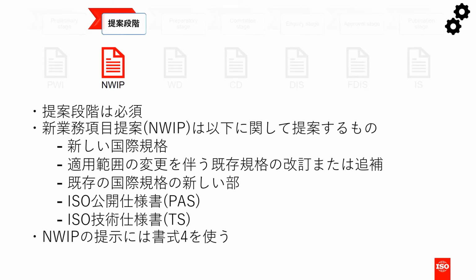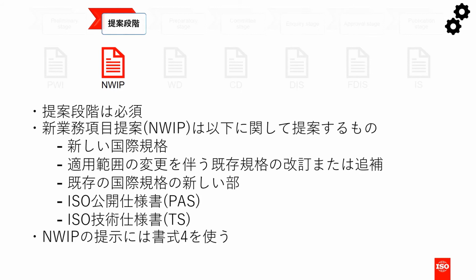This is one of the mandatory stages, and it's the first time that the project will be scrutinised by committee members as to its global and market relevance. A new work item proposal applies to all new standards. Revisions don't have to go through the proposal stage unless there is a change to the scope from the previous edition. It also applies to new parts of multi-part standards, publicly available specifications, and technical specifications.